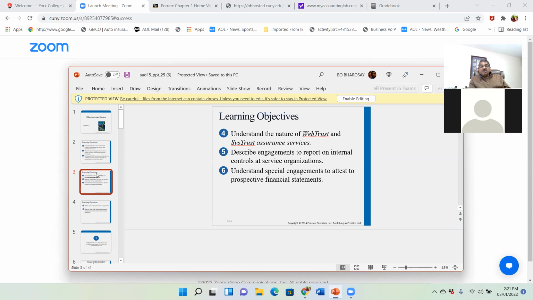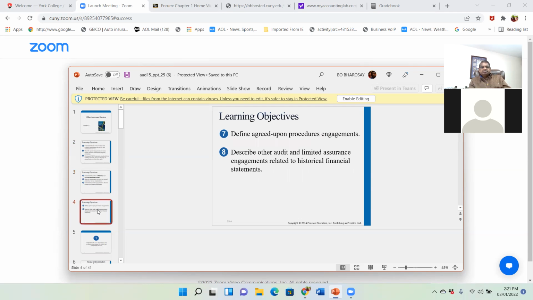Six, we'll understand special engagements to attest to prospective financial statements. When we talk about prospective financial statements, we're talking about forecasts and projections. We're looking into the future. What are the accountant's responsibilities when presenting projections? Seven, we're going to define agreed-upon procedures engagements. What are they? And how do we do them? Eight, we'll describe other audits and limited assurance engagements related to historical financial statements.